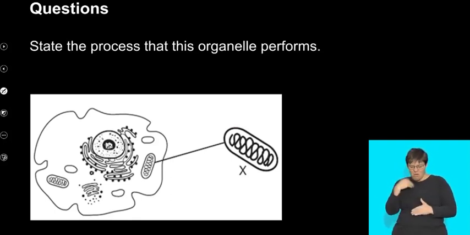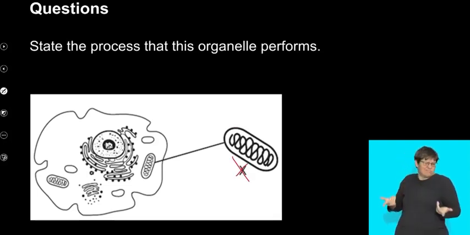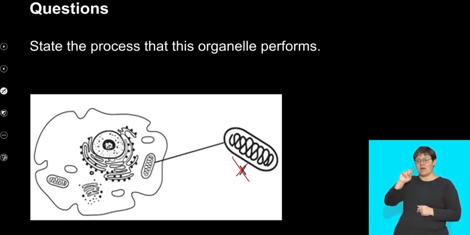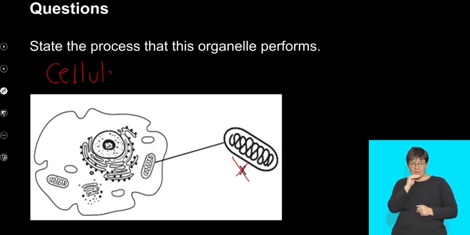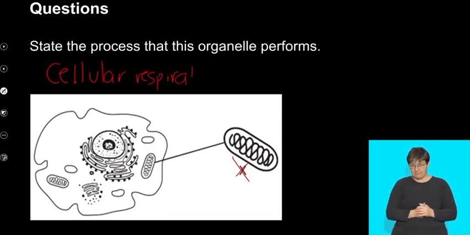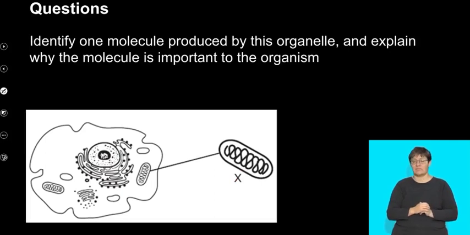Now, you see the problem. If you don't know what the organelle is, then you're going to have a problem with the rest of the question. So the organelle we said was a mitochondria. What is the process? The process is cellular respiration. Okay, so that's a really important concept that we need to understand.